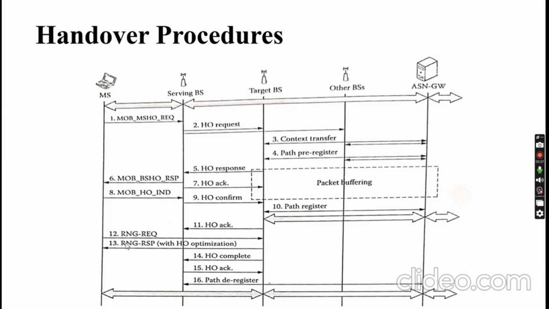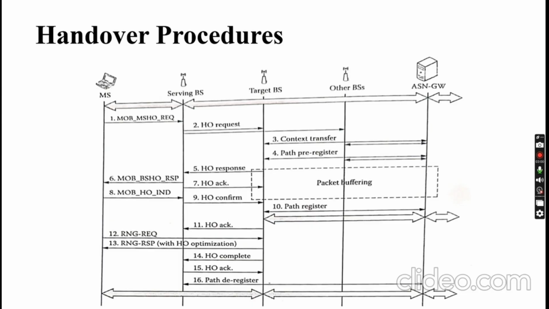Again, the mobile station will begin to range the target base station by giving a range request, and it will also receive a response for that. After getting the response, the handover is said to be complete, and for completion, the serving base station will give an acknowledgement. After receiving the acknowledgement, the old serving base station will get deregistered from the gateway for this particular mobile station. So in this way, the handover mechanisms are happening.